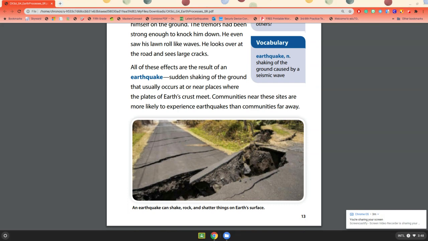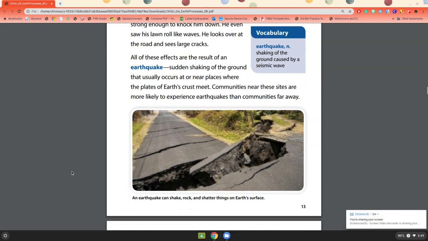Now, if we look at the image on page 13 on the screen, you can see that the caption says an earthquake can shake, roll, or shatter things on the Earth's surface. So, where this road was, the earthquake caused it to actually crack open. So, that's how strong it was.